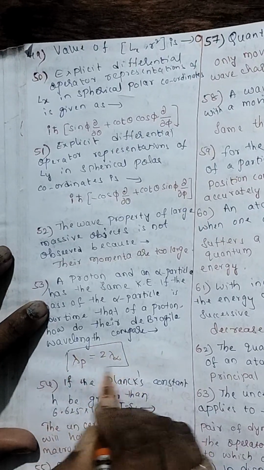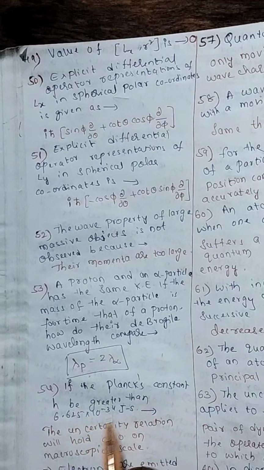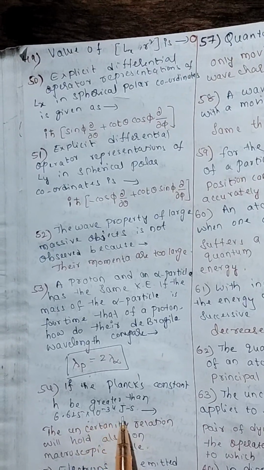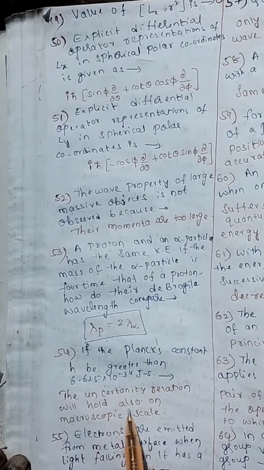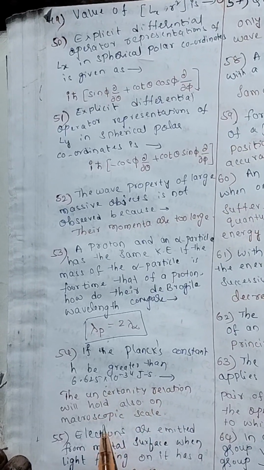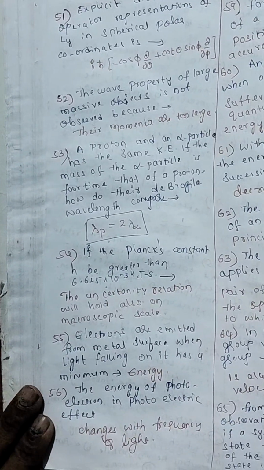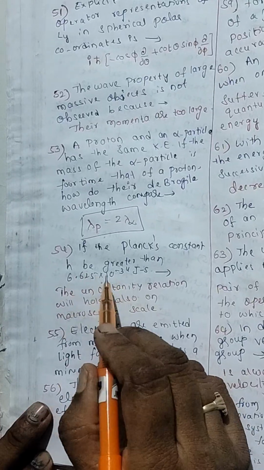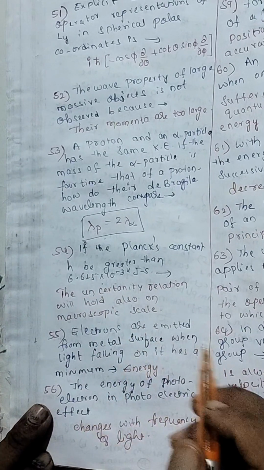Remember this relation, important. If Planck's constant h is greater than 6.625 times 10 to the power of minus 34 joule second, then what happens? The uncertainty relation will hold also on the macroscopic scale. Actually, uncertainty we said earlier is for the microscopic. Now, if h is greater than this value, then it also holds for macroscopic scales.